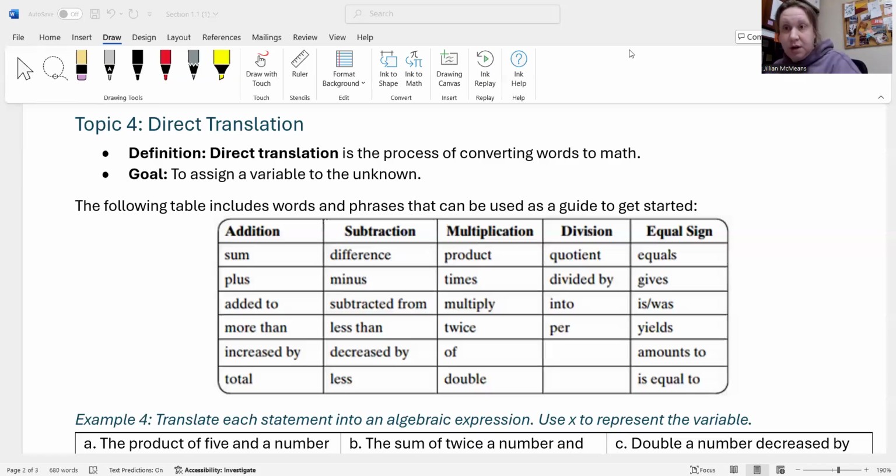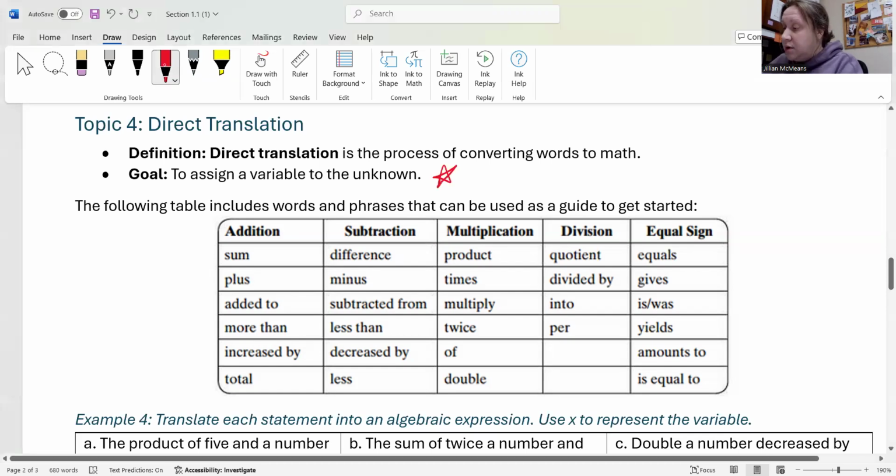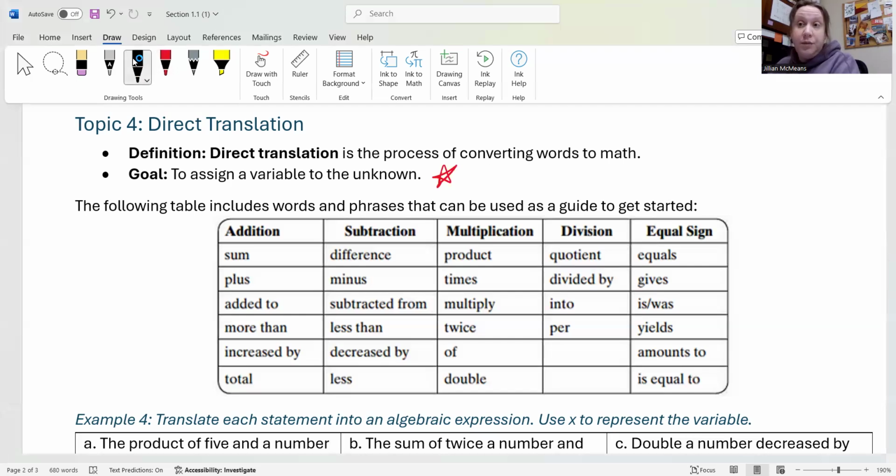For this video, we're going to talk about something called direct translation, and this is going to be the start of a long journey of word problems or problem solving, okay? So direct translation is the process of converting words to math. That's a very generic definition, but ultimately you're taking some sentence or some paragraph, you're pulling out the important information, and you're creating an algebraic expression or an equation out of that information. And our goal, this is super important, our goal is always to assign the variable to some unknown value, okay?